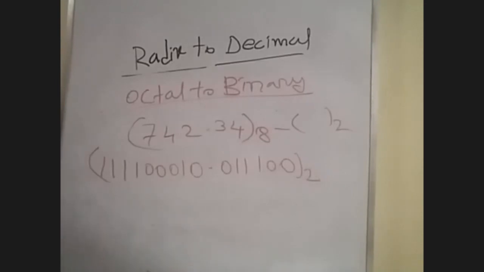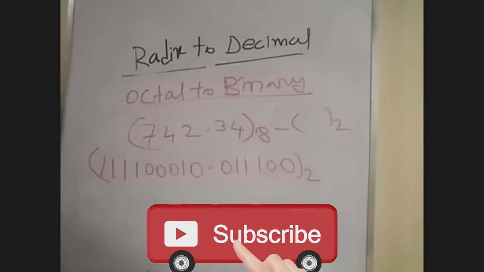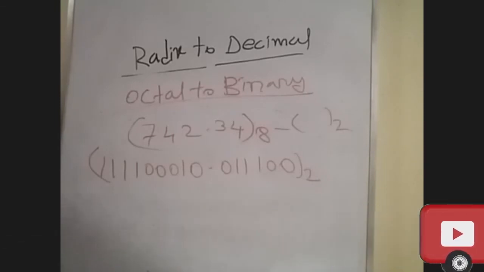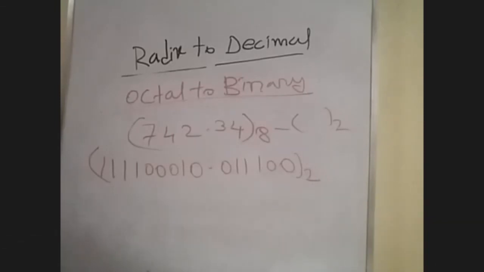Next, one more small topic is there, that is hexadecimal to octal conversions and octal to hexadecimal conversions. These two concepts, and complements, we will discuss in the next class. So radix to decimal conversions are over. Apart from that, there is one more conversion, hexadecimal to octal and octal to hexadecimal. In the next class, we will discuss.